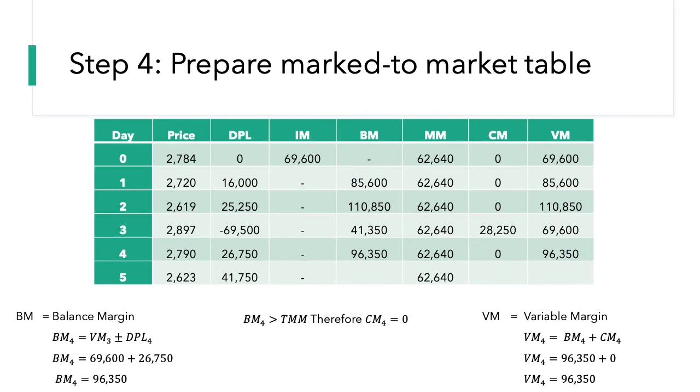So you compare that 138,100 ringgit with the maintenance margin. So it is bigger than the maintenance margin. So your call margin in day 5 is equal to 0. So you can calculate variable margin day 5. Balance margin day 5, which is 138,100 ringgit, plus call margin day 5, which is 0. So variable margin day 5 is equal to 138,100. So you have already completed all your mark-to-market table. So you must calculate it on a daily basis.